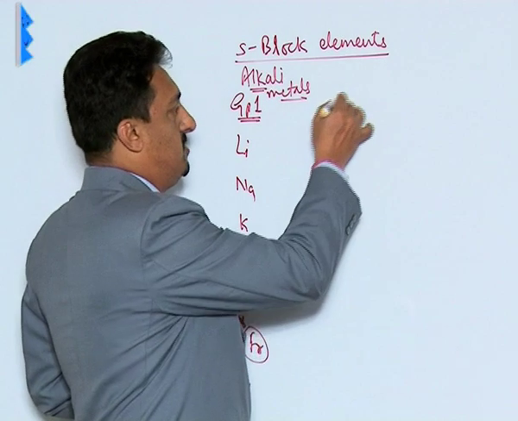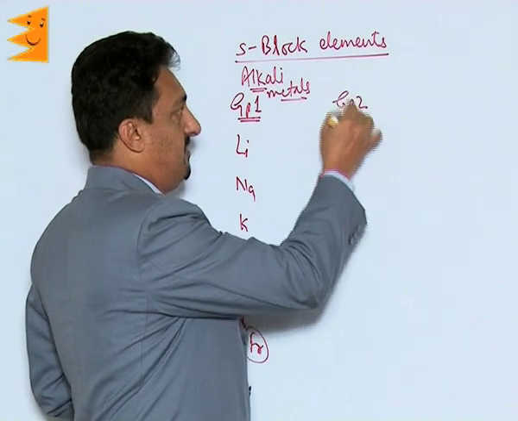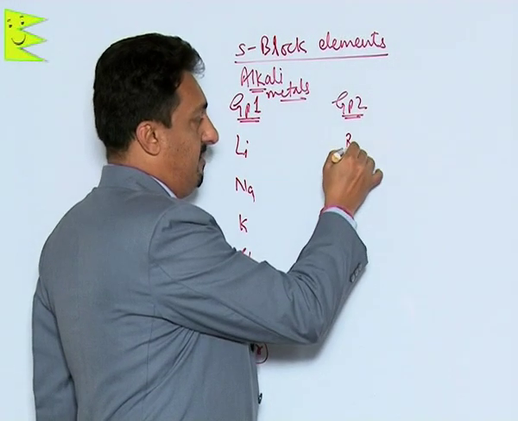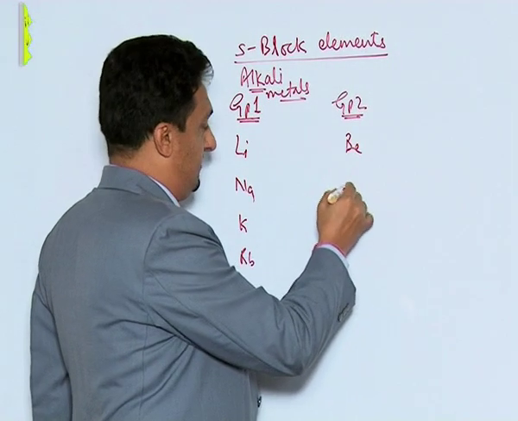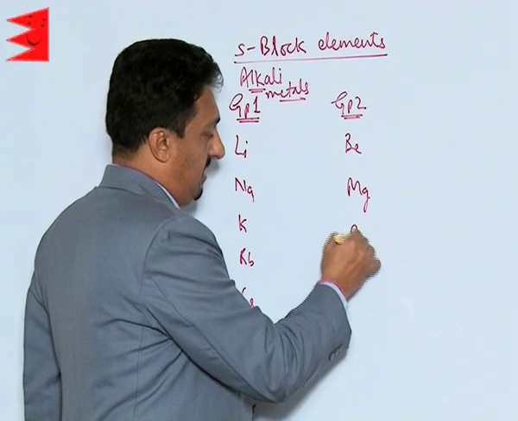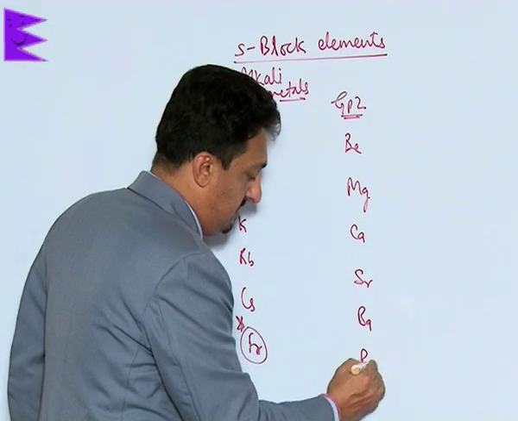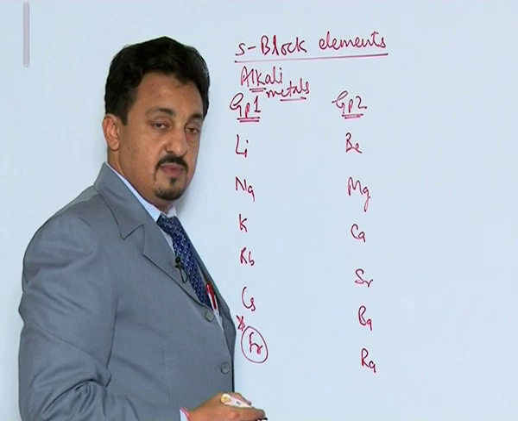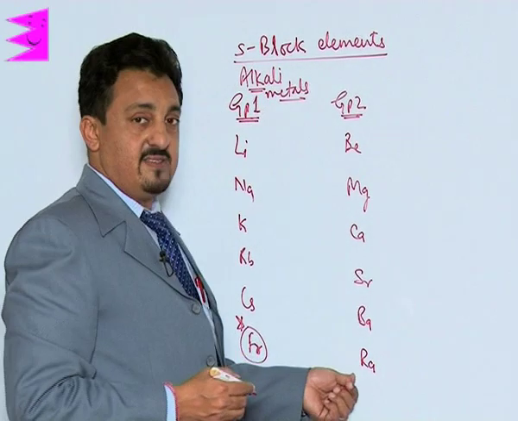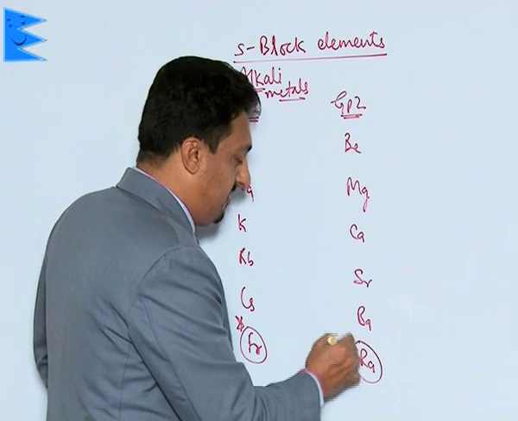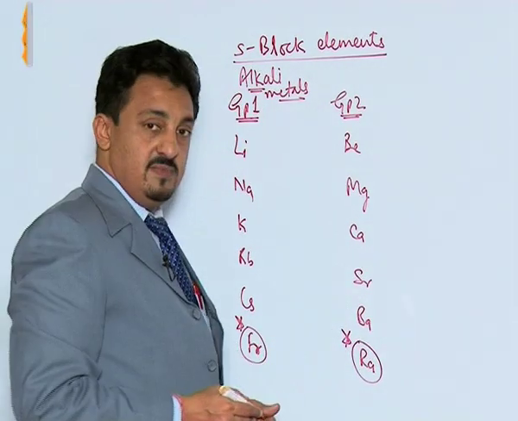Group 2 of the S block consists of beryllium, magnesium, calcium, strontium, barium and radium. Now out of these 6 elements, radium is the one which is radioactive, the rest are all stable.